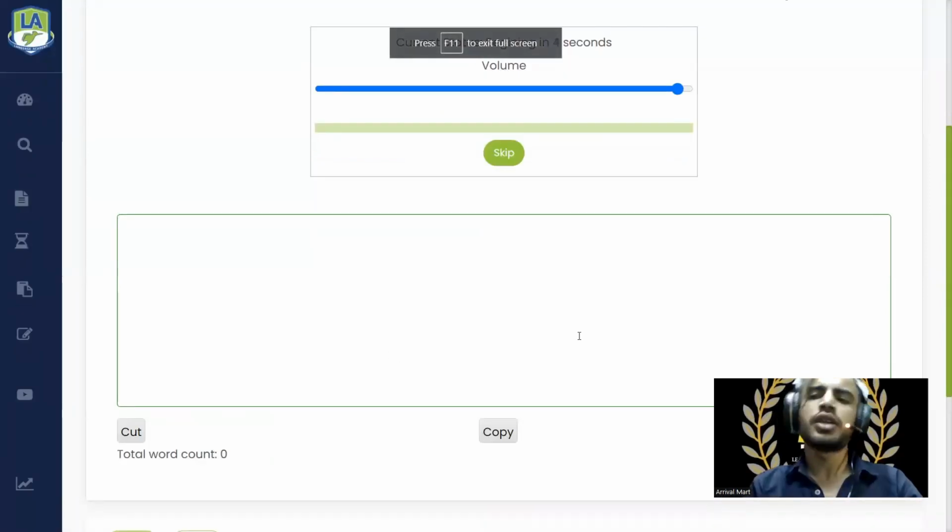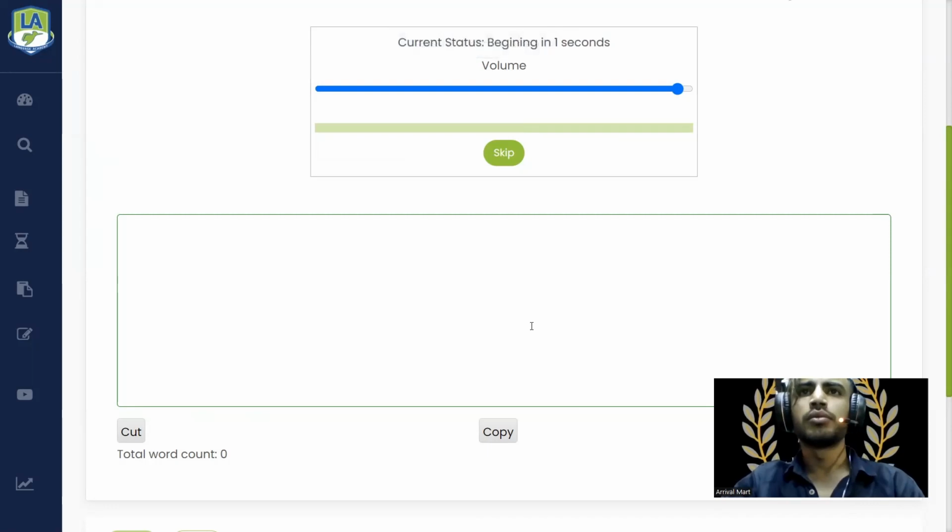See what type of things I will be noting down. We need noun, adjective, verb, and adverb.